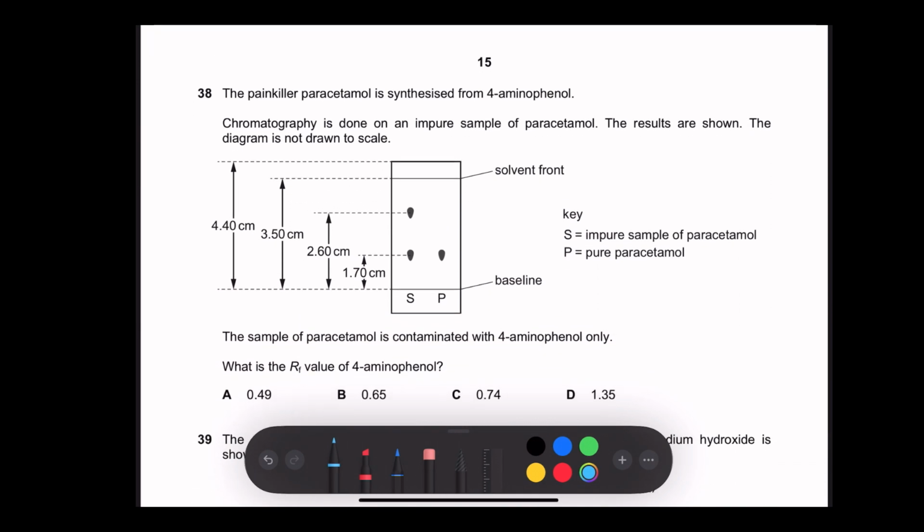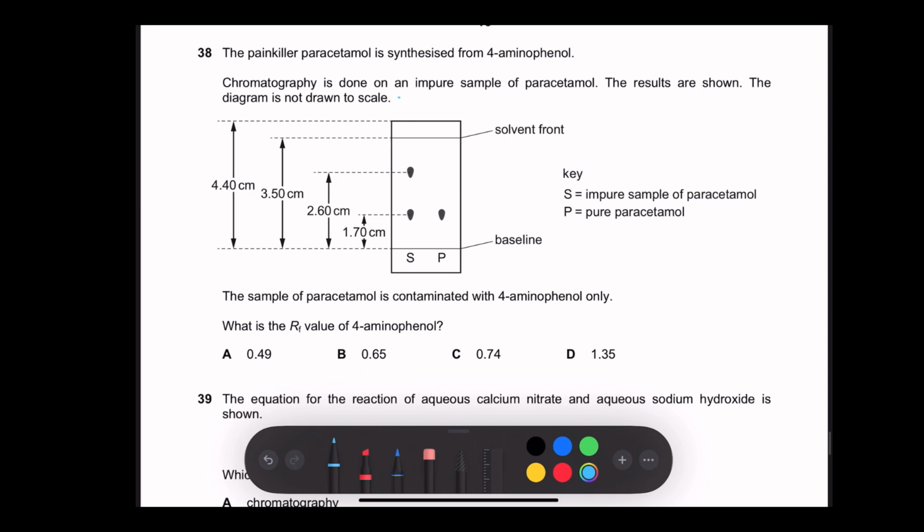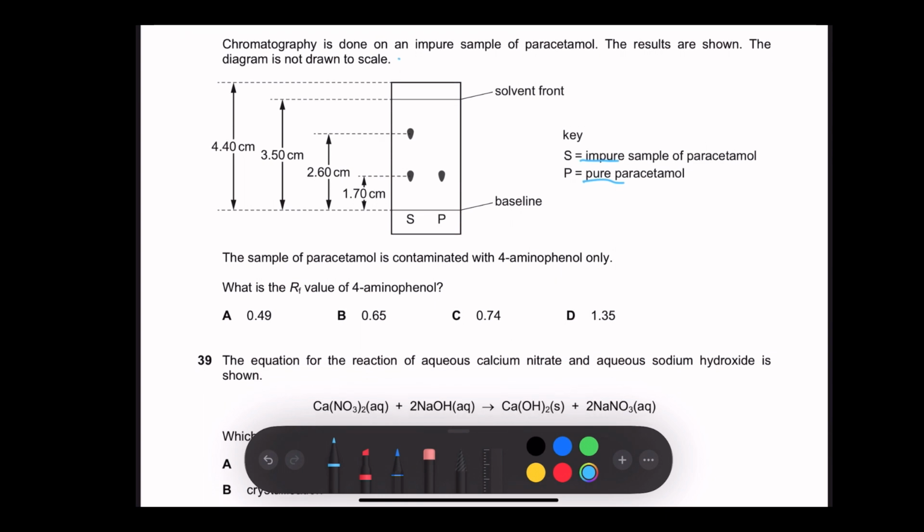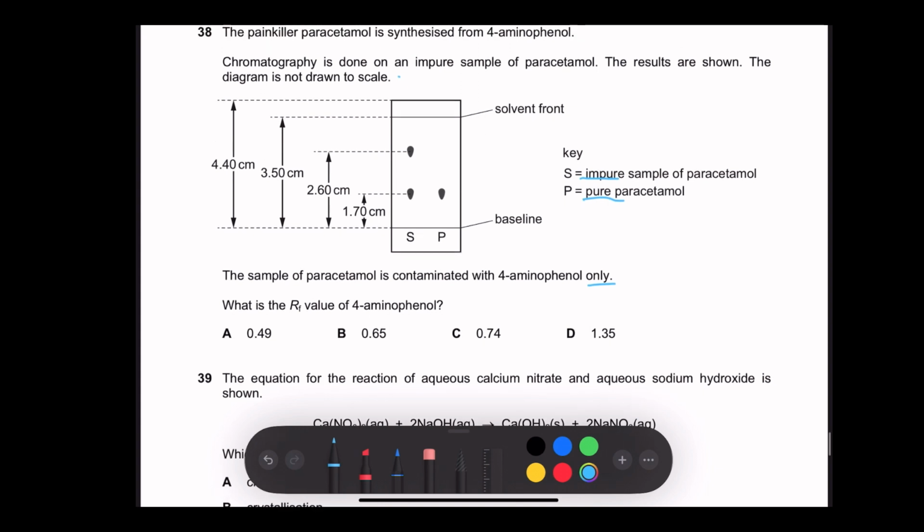38. The painkiller paracetamol is synthesized from 4-aminophenol. Chromatography is done on an impure sample of paracetamol. Results are shown. The diagram is not drawn to scale. S is the impure sample and P is the pure sample. The sample of paracetamol is contaminated with 4-aminophenol only. What is the Rf value of 4-aminophenol?